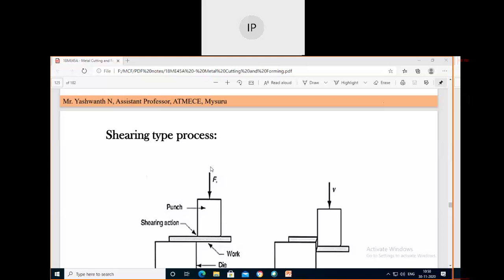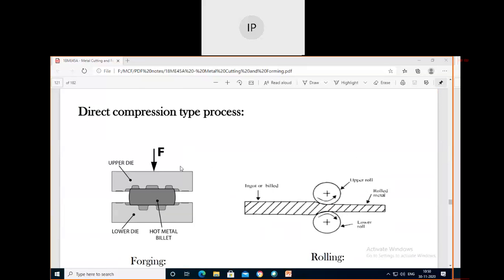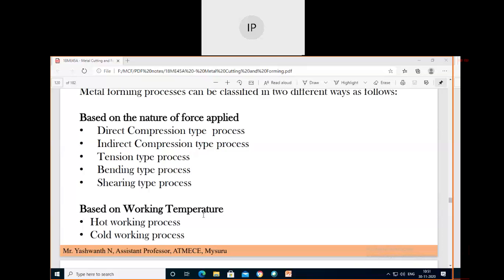Next we move to the second type, that is based on working temperature. There will be rise and fall in the temperature of the material. By considering that factor, we have two types of process, that is hot working process and cold working process. The working done under hot condition, we call the hot working process.